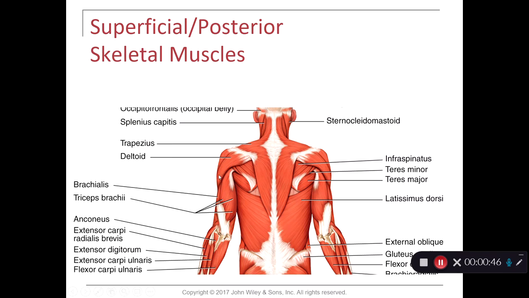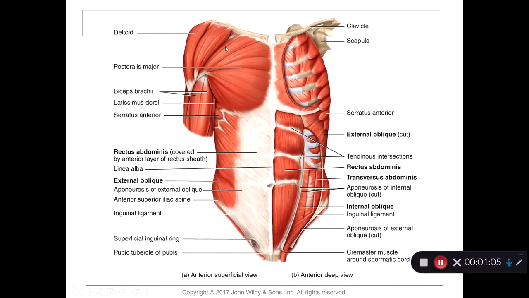This one obviously draws back, or extends, the arm at the shoulder joint, with some assistance in abducting the arm. This more medial or intermediate belly of the deltoid abducts it primarily, with that anterior one helping draw that arm more forward and flexing that arm.